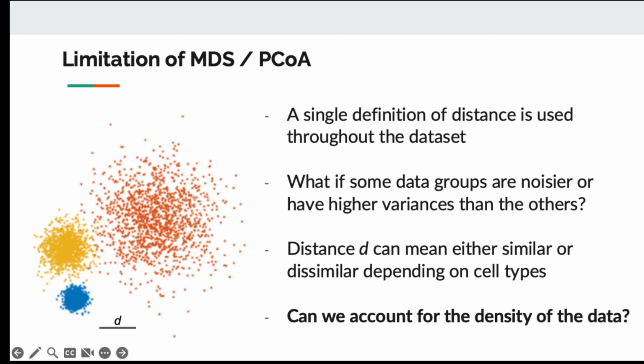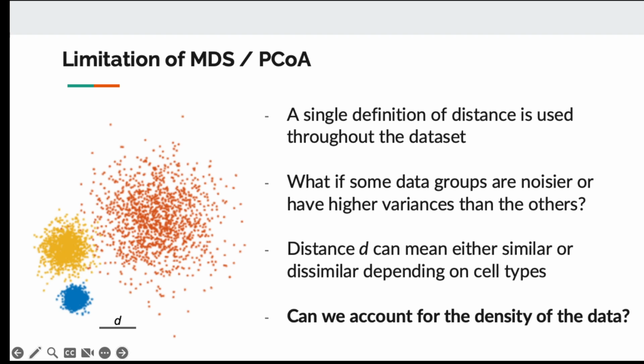One of the limitations of the techniques that we mentioned all the way up to here is you have to pick one definition of similarity, and you have to apply it to every cell. For example, if you measure a distance of d, imagine d is just some number.